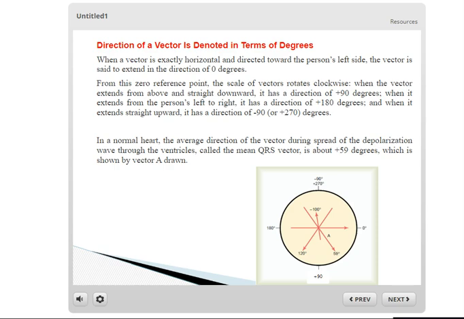up. The mean QRS vector represents the average direction of the electrical activity during the depolarization of the ventricles in a normal heart. In a healthy heart, this vector is typically around plus 59 degrees. This means that the overall electrical activity during the depolarization wave is directed slightly downward and to the left when visualizing the described coordinate system.